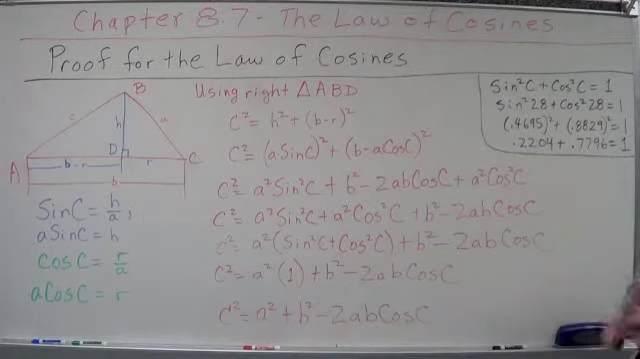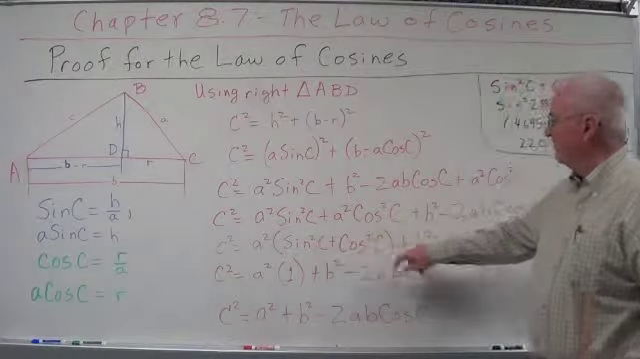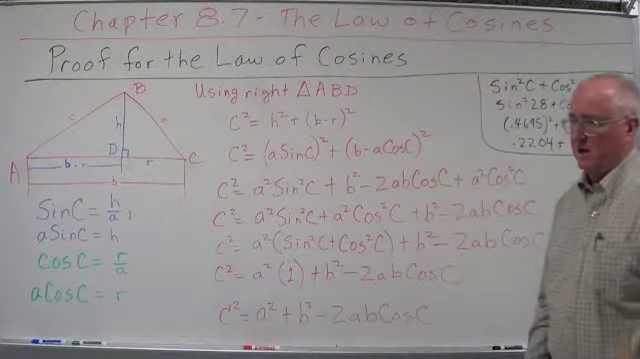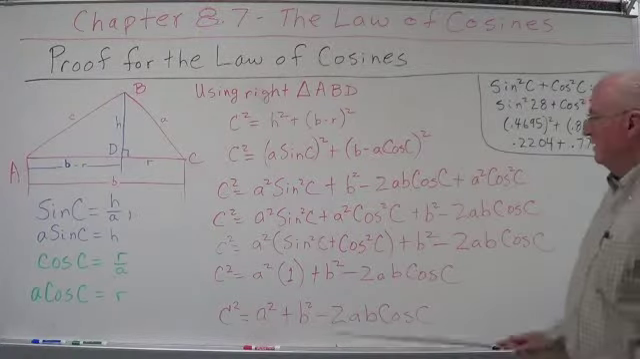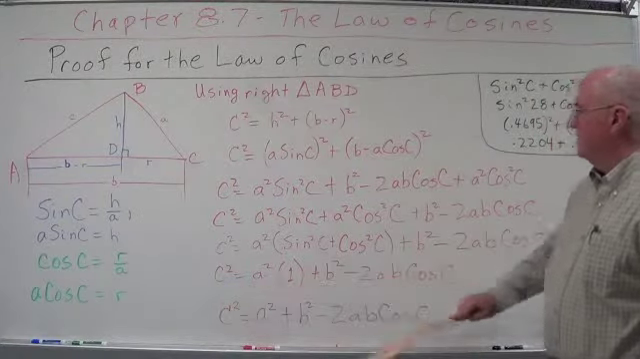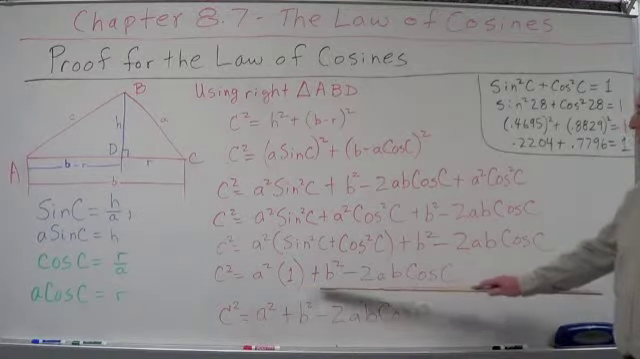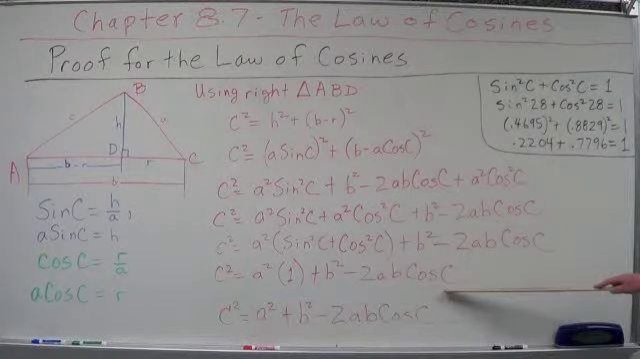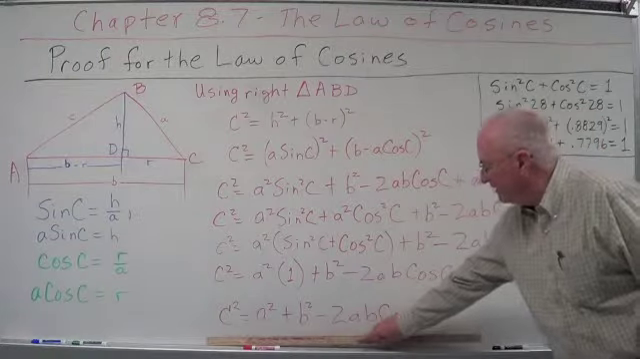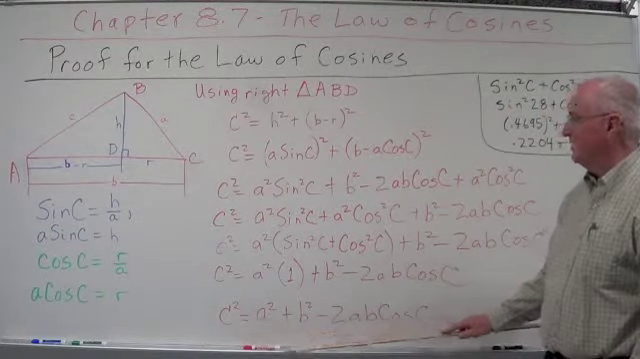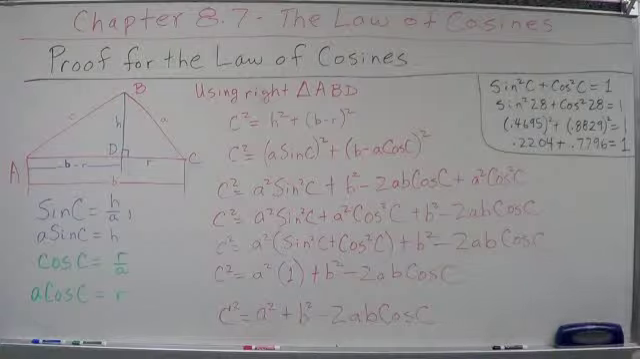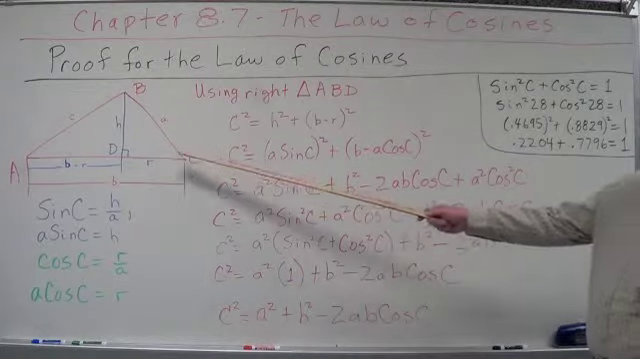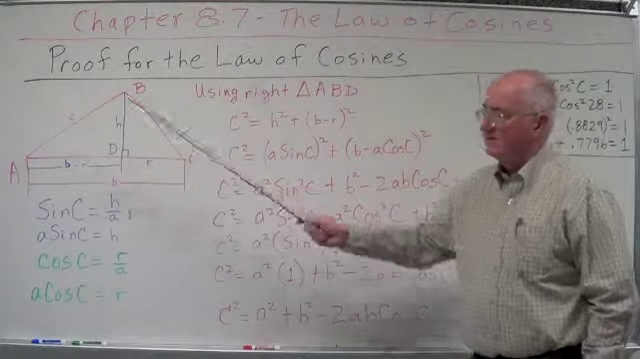Guess what? This whole pile of stuff right here is 1. What's 1 times something? Something. So we got c squared equals a squared times 1 plus b squared minus 2ab cosine of c. And hence we end up with c squared equals a squared plus b squared minus 2ab cosine of c, which is the law of cosines, based here for us to find this.